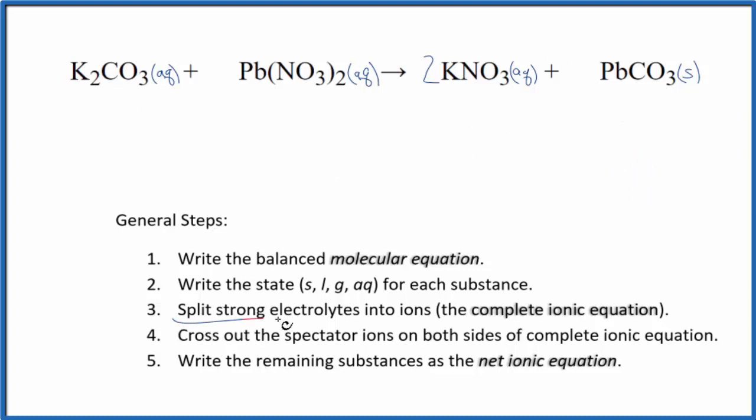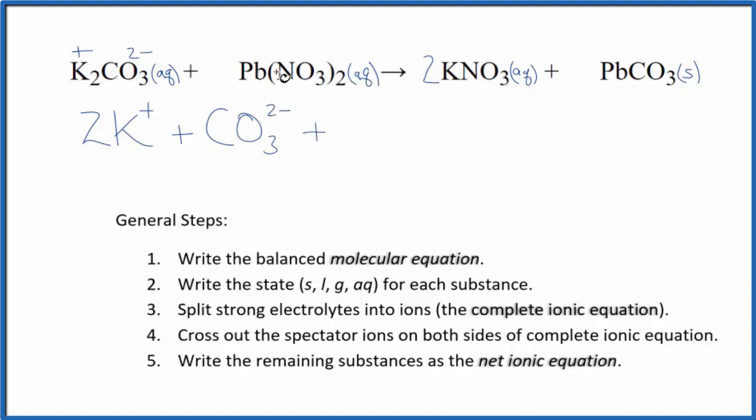Now we can split the strong electrolytes into their ions for the complete ionic equation. So potassium, group 1 on the periodic table, so it has a 1 plus charge. Carbonate, the whole thing, 2 minus. Good one to remember. So we have 2 of these potassium ions. I'll write the states later. And then we have the carbonate ion, that's CO3 2-.